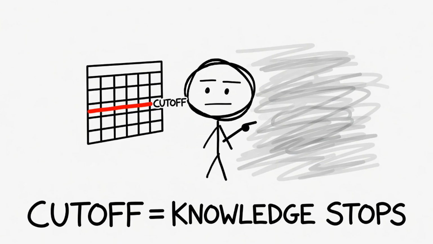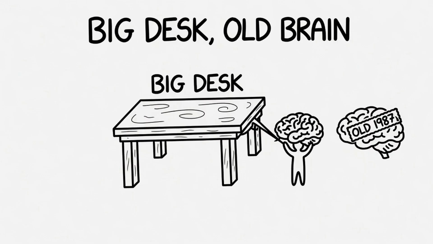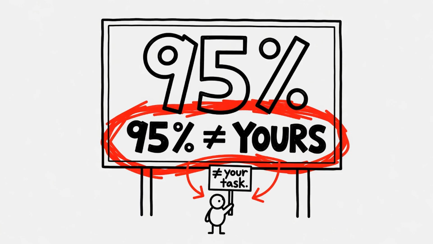Training cutoff is the date its knowledge stops. The model learned from data up to that date, and not one day after. Ask it about anything newer, and it will either admit it doesn't know, or, more often, confidently make something up. The cutoff is in the card. In bold, usually. So a huge context window does not mean the model remembers your last conversation. That's not in the window, unless you put it there. And a recent sounding answer about last week is not knowledge. It's past the cutoff. Big desk, old brain. Both true at once.